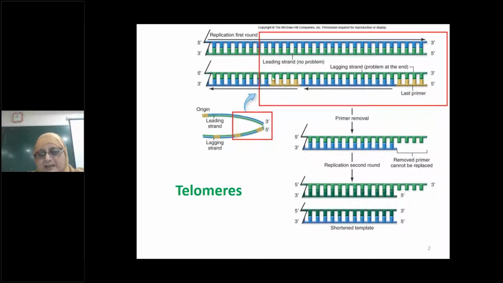The primers are being removed, and the gaps are being filled up by the DNA polymerase and sealed by DNA ligase. But the problem comes in the lagging strand with the last primer. When the last primer is removed, this removed primer cannot be replaced by nucleotides with DNA polymerase. So if this area is not refilled with nucleotides, what will happen? It will lead to shortening of the template. Now with each round of replication, if shortening of the template continues to occur, then the chromosome will become shortened.